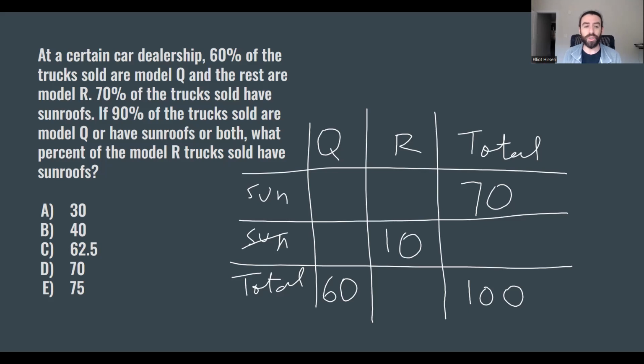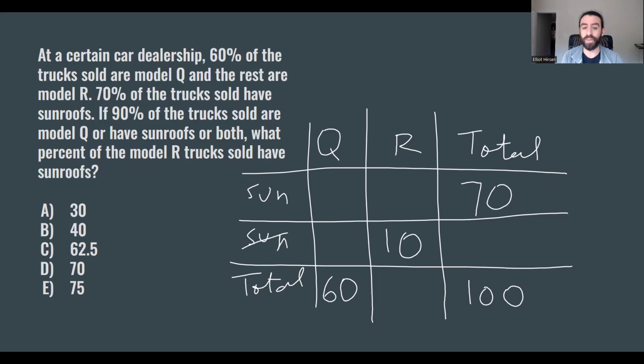Okay, so we've captured all the information that is given in the question, and we'll start filling in the rest of the table in a second. But first, we always want to confirm that we know where we're supposed to end up so that we don't do any extra steps that don't help us get to the right answer. It says, what percent of the Model R trucks sold have sunroofs?